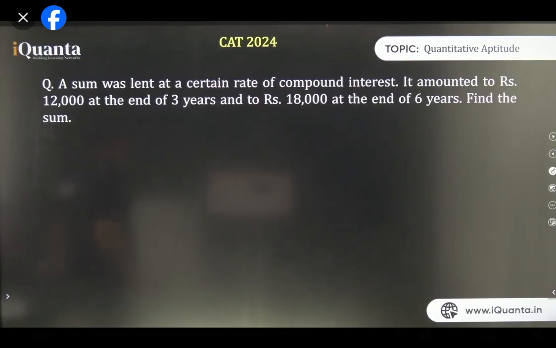Coming to the next question. A sum was lent at a certain rate of compound interest. It amounted to rupees 12,000 at the end of 3 years and to rupees 18,000 at the end of 6 years. Find the sum. Yeah, Ajay, but that doesn't matter. We had to calculate the rate of interest, not the principal.